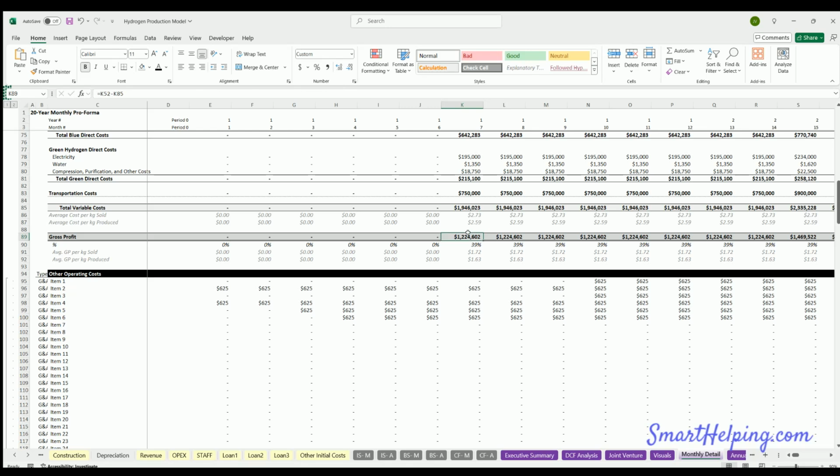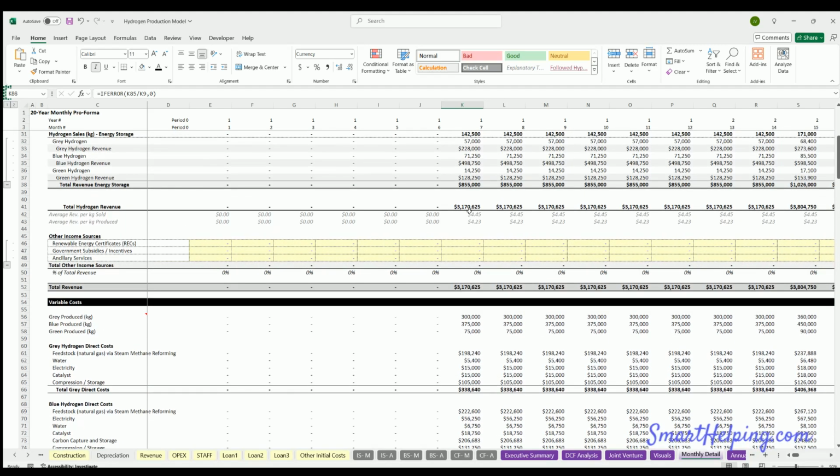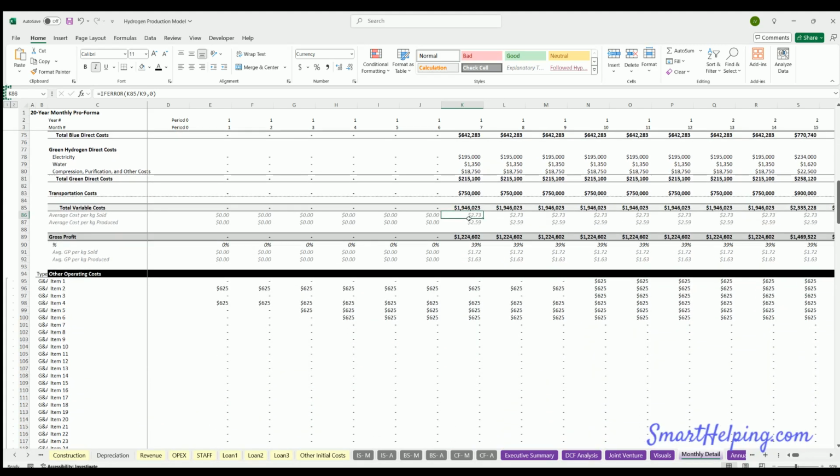Okay, then we have gross profit. Here's an important one, your total cost or average cost per kilogram sold versus produced. So your revenue per kilogram should always be higher than your cost, or else you're going to be losing money. And then you get your gross profit is the differential. If this is negative, that's not good. That means for every kilogram you produce, you're losing money.